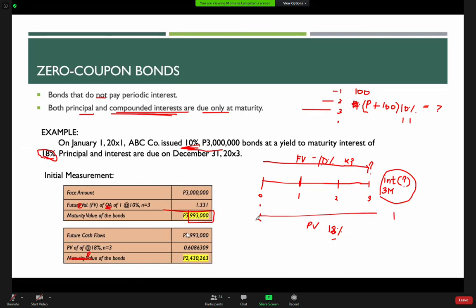So, we're bringing back the future value to its present value. We're discounting the future value of the bond. So, you're going to determine the value of the bond. So, ito ngayon ang magiging initial measurement ng bond.